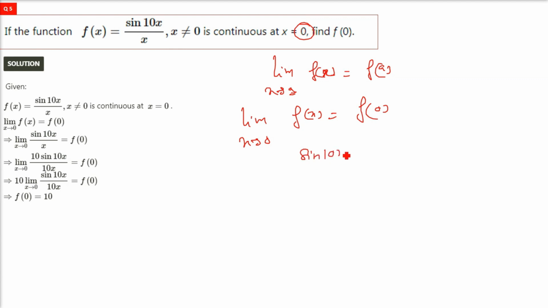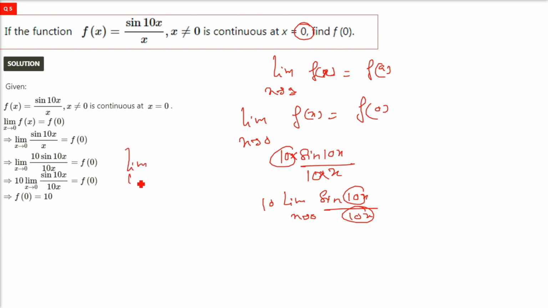So for sin 10x by x we will take the limit. Multiply numerator and denominator by 10. Now apply the limit. You know from the previous question also, the limit as theta tends to 0 of sin theta by theta is 1. So take this 10 outside and apply the limit as x tends to 0. When x tends to 0, 10x is also 0, so sin theta by theta is 1, and you get 10.